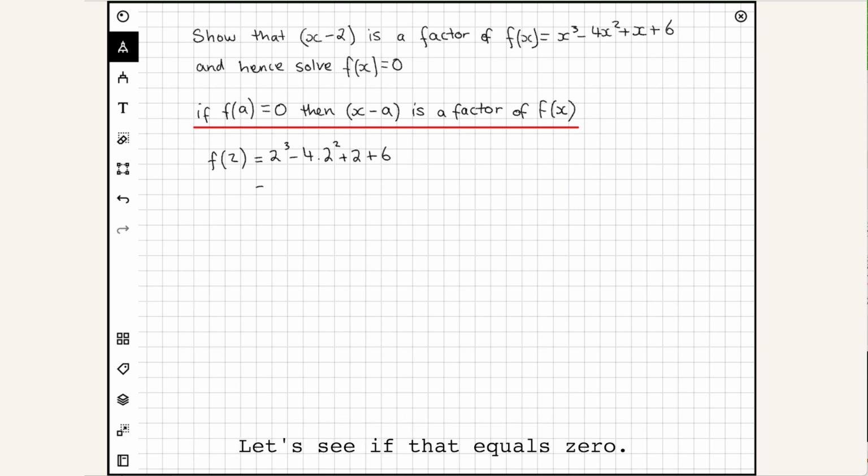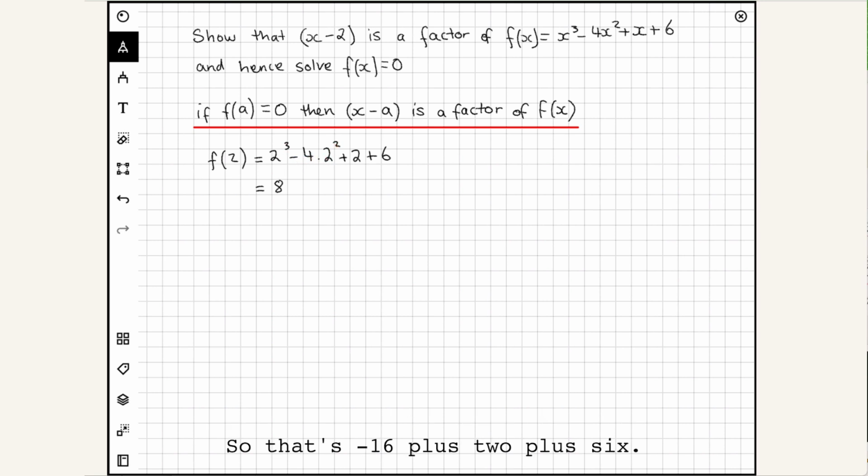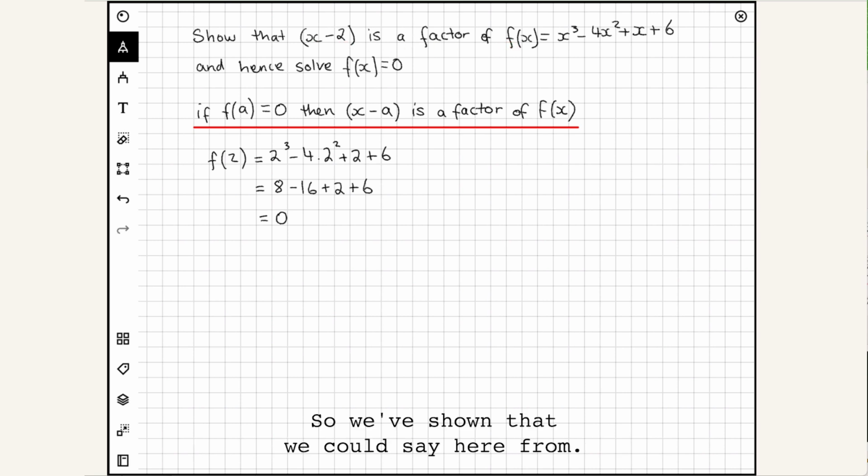Let's see if that equals 0. 2 cubed is 8, minus 4 times 2 squared, so that's minus 16, plus 2 plus 6. So that's 8, that's 8. 8 plus 8 is 16, minus 16 is 0. So from the factor theorem, we know that x minus 2 is a factor. So we've shown that, from the factor theorem.